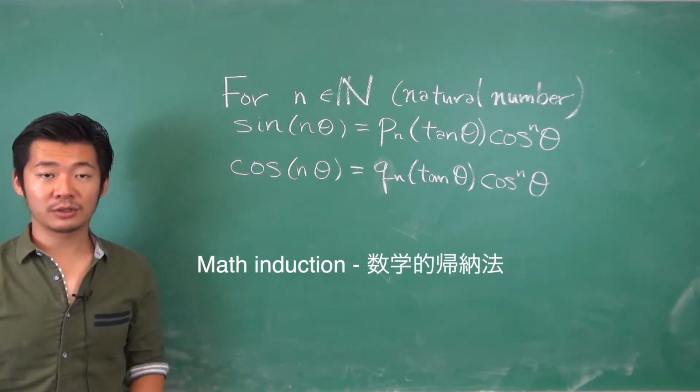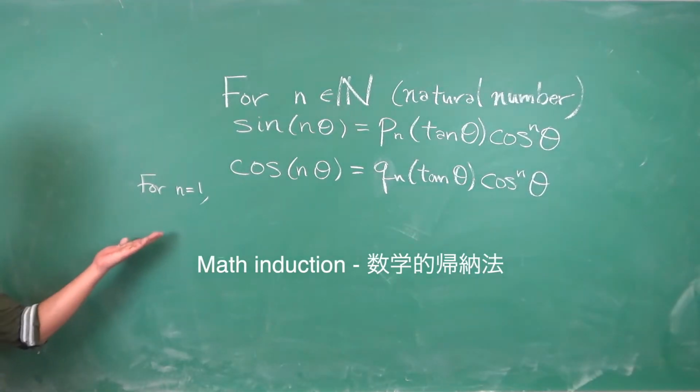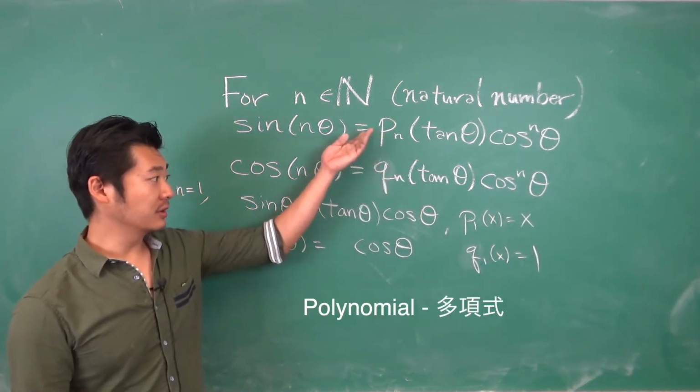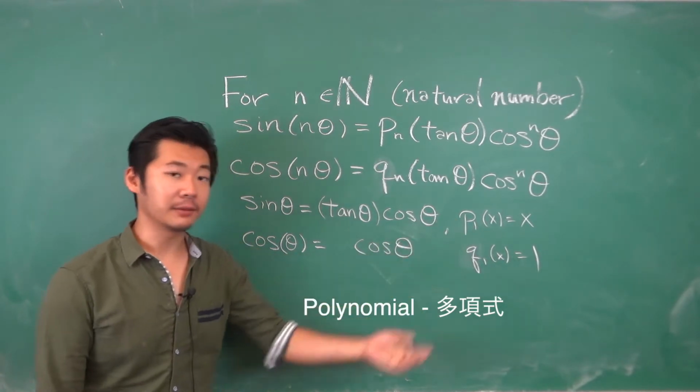So whenever you want to prove some fact about natural numbers, a good tool to use is math induction. So we first show the base case for n equals 1. This is pretty straightforward. The polynomials in question are just x and 1.